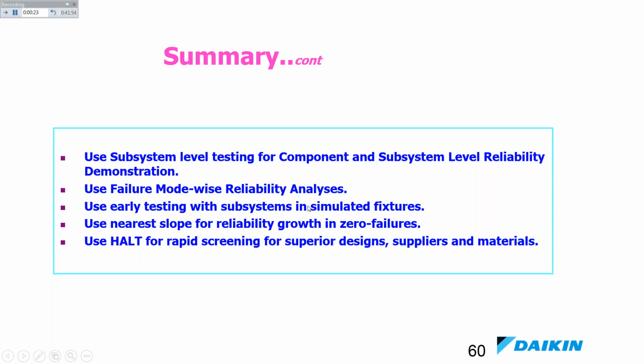And then early testing with simulated fixtures is going to help a lot as the product gets matured, because your fixture gets matured and you're going to reflect the real life failures in your fixture. The idea about nearer slope: as the reliability grows, things don't fail, but you can borrow your previous slope to do your analysis even if you have zero failures. You can use HALT in the early product development and also later the accelerated life testing. But to compare design supplies and material options, you can use HALT testing.